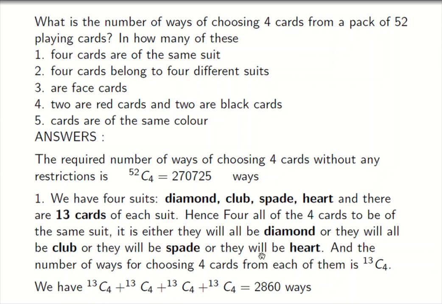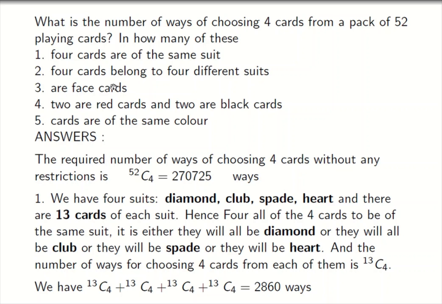We sum them because of the "or." Yeah, that is true, because it's either I choose all the four from the diamond, or I choose all the four from the club, or I choose all the... and because of that, we have this plus that plus that plus that, and that will give me 2,860 ways.